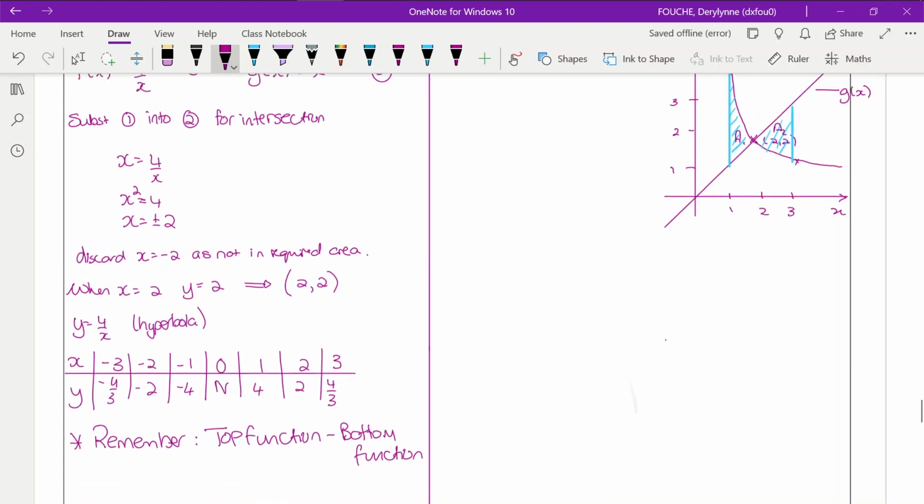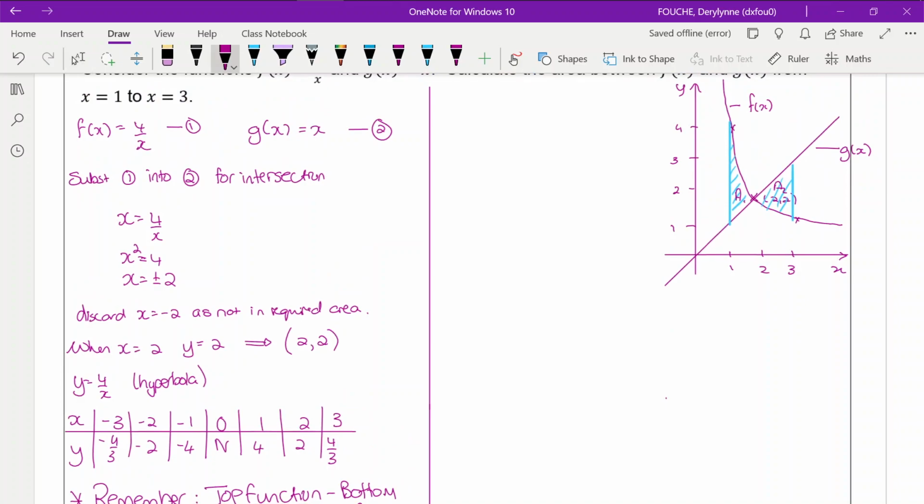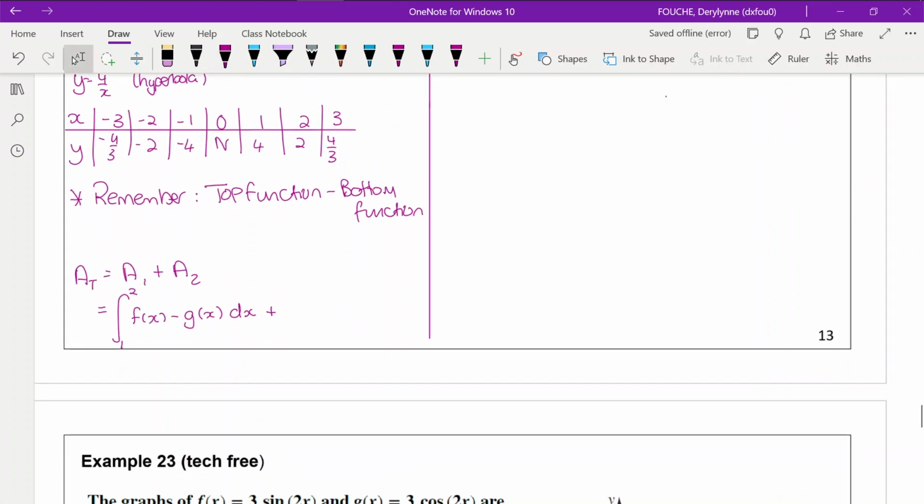And then I want to add area 2. Now have a look in area 2. G of x is above f of x. So in area 2, I'm going from 2 to 3. And that's going to be g of x minus f of x dx. Okay.